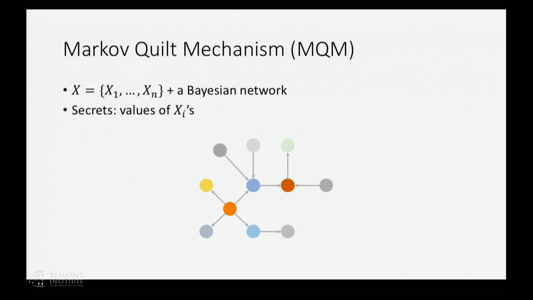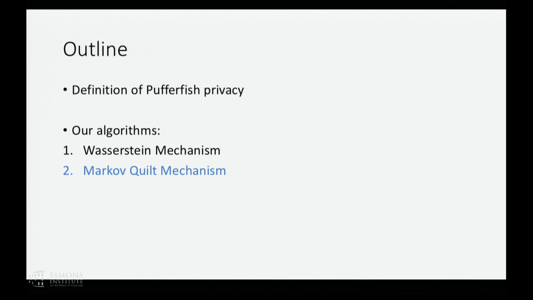So to build a more efficient algorithm, we look at a more special case data distribution, which is the Bayesian network. So here we look at specifically data that are generated from a Bayesian network, and we assume the secret we're trying to protect is the value of every node in this Bayesian network, and the secret pair is whether the node is taking value A versus taking value B. So this algorithm is called the Markov Quilt Mechanism, or MQM, which I'm going to cover next.